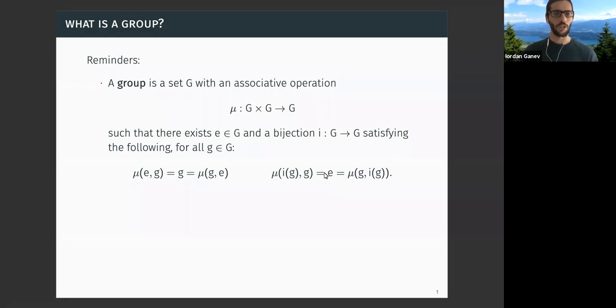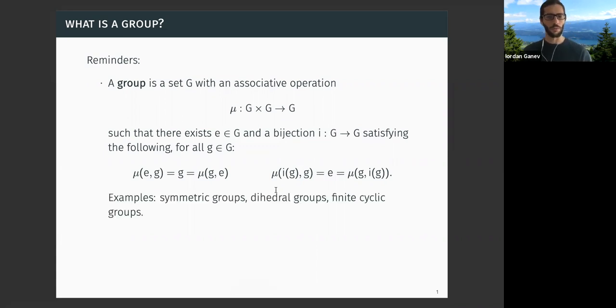And this operation has the property that there exists an identity element, a unit in the group, and a bijection from G to G, which encodes inverses. And these satisfy the following identities. If you multiply anything by the identity, you get itself on either side. And if you multiply anything by its inverse, then you get the identity, and you can multiply on the left by the inverse or on the right by the inverse. So yeah, that's what a group is.